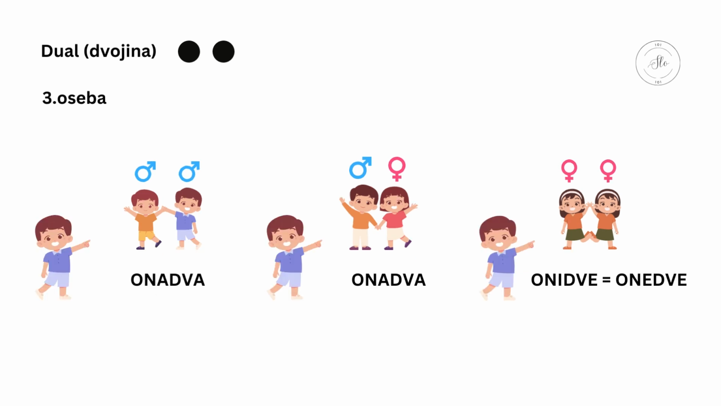Dvojina, tretja oseba. Če sta dva moška ali moški in ženska, rečemo onadva. Če sta dve ženski, rečemo onidve ali onedve.